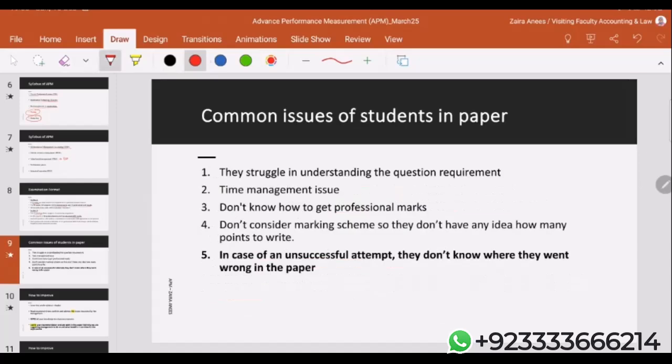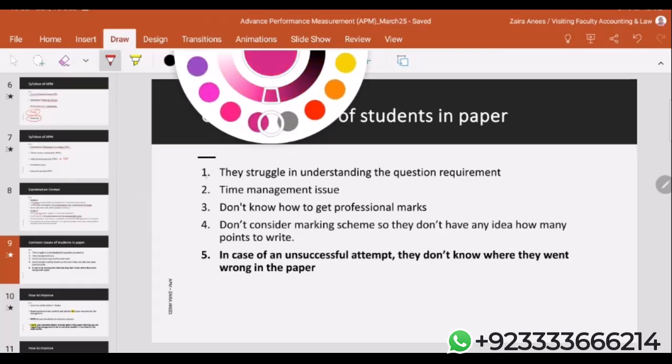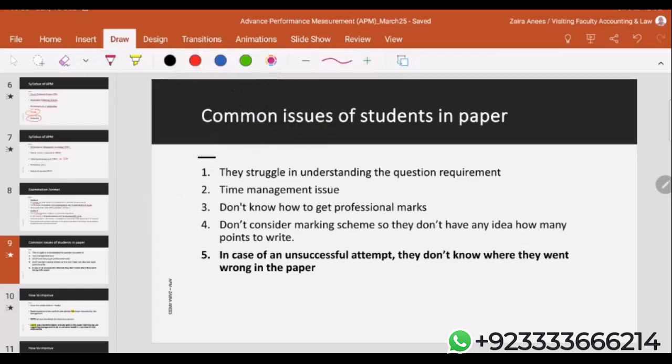See, generally, we are not supposed to discuss these things in the first session. But I am discussing this because I believe it's extremely important for students to understand the issues which they may face while attempting the questions on their own, studying their APM paper, or going for a mock paper. What problems can they face? Generally, they struggle in understanding the question requirement.